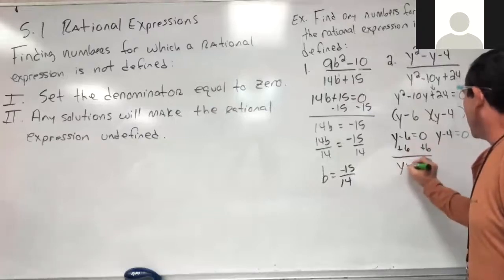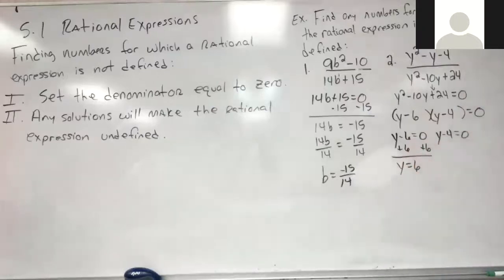So the first one, I'm going to get y equals 6. And then the second one, I would add 4 to both sides and get y equals 4. Okay, so you got to watch out when you got these exponents of 2 in there. We're going to have to get 2 solutions on those, okay?